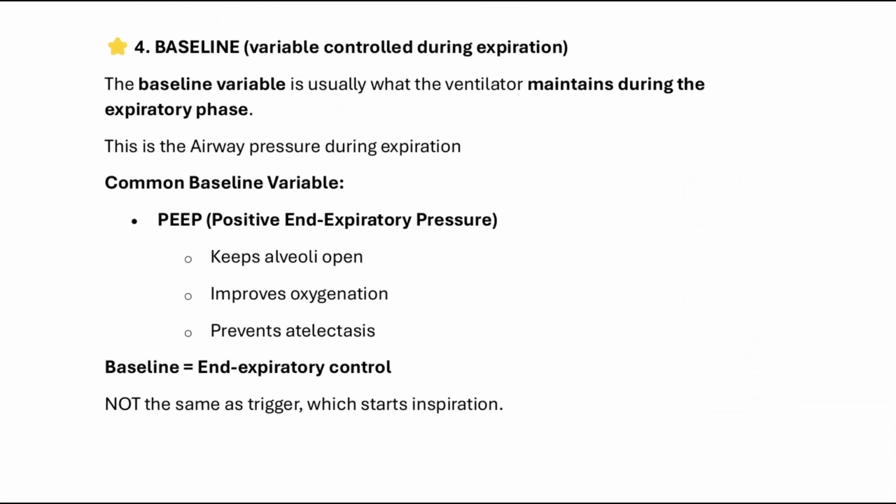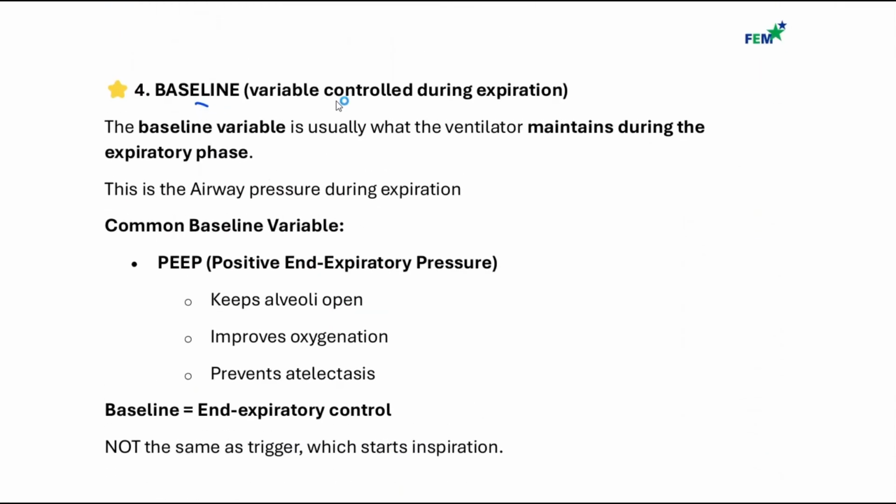And the last thing we're going to talk about is baseline, right? So baseline is the variable that is controlled during expiration. Everything we've talked about so far is inspiration, but baseline is expiration. So the baseline variable is usually what the ventilator maintains during the expiratory phase, right? And this is the airway pressure during expiration. And our common baseline would be the PEEP, right?